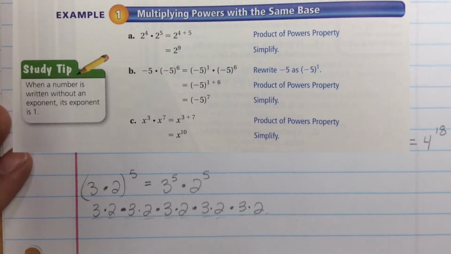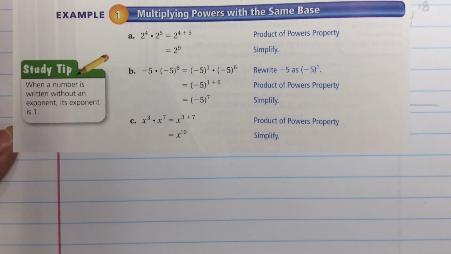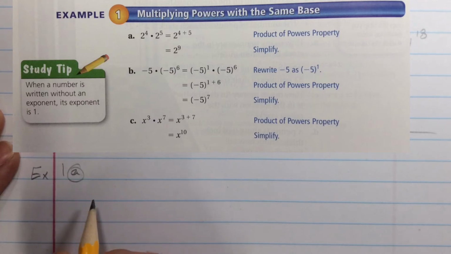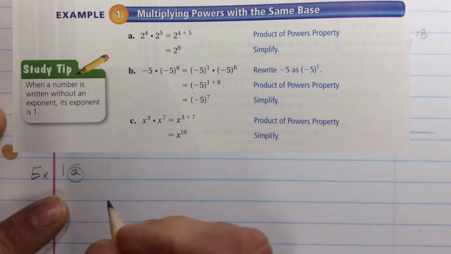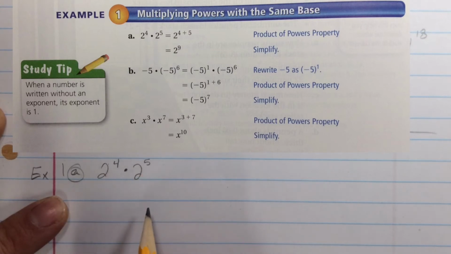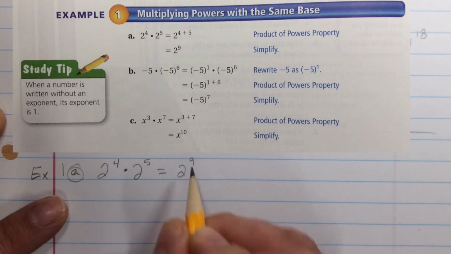On the first example here, it says multiplying powers with the same base. Example 1A says 2 to the 4th power times 2 to the 5th power. And we know that we can just add those two exponents. If we forgot that, we could really write 2 times 2 times 2 times 2 times 2 times 2 times 2 times 2 times 2. Count how many there are, and you'd have 9 2s there all multiplied together. So this is really 2 to the 9th power.